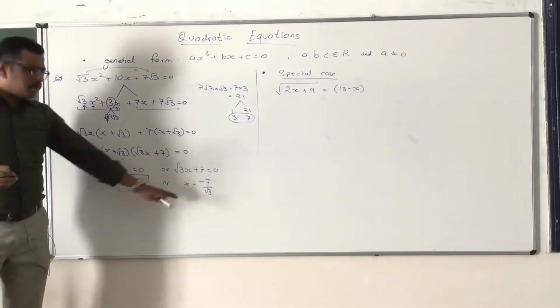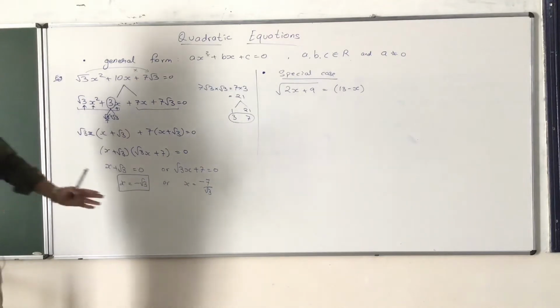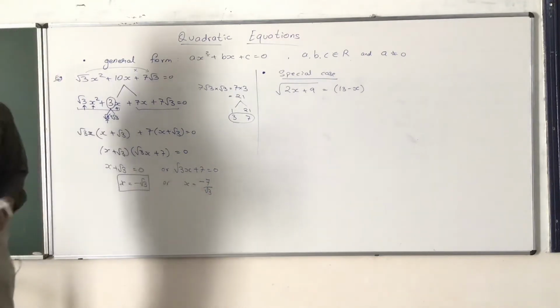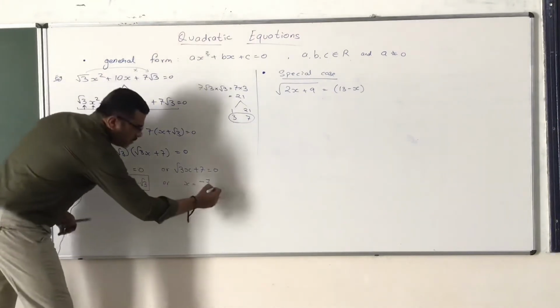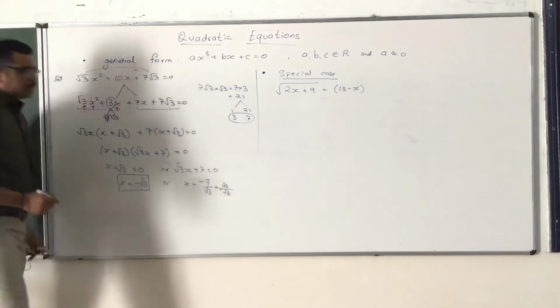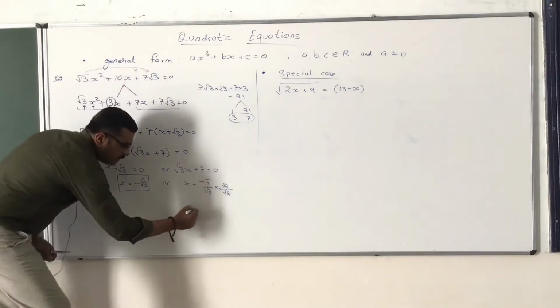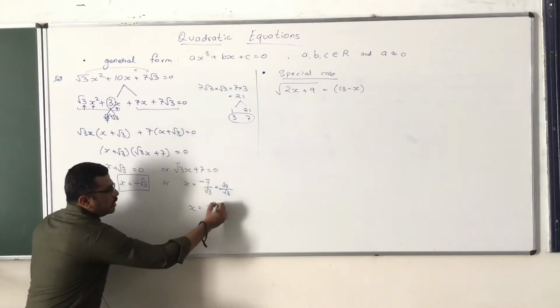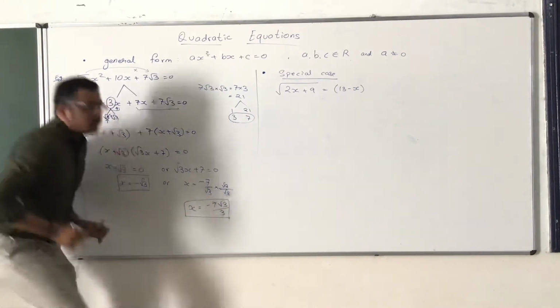Now these are the two solutions, and here we need to slightly modify this solution, as we generally do not keep an irrational number in the denominator. So we rationalize this by multiplying the numerator and denominator by root 3. So we get x equals negative 7 root 3 by 3 as the other solution.